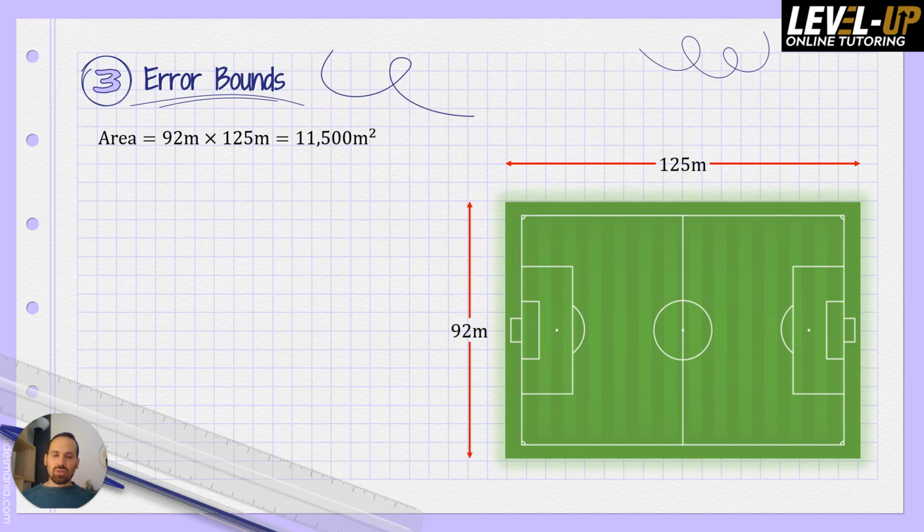So we haven't done much on calculating areas, but the area of a rectangle is simply the two side lengths multiplied by each other. So we get 11,500 meters squared.